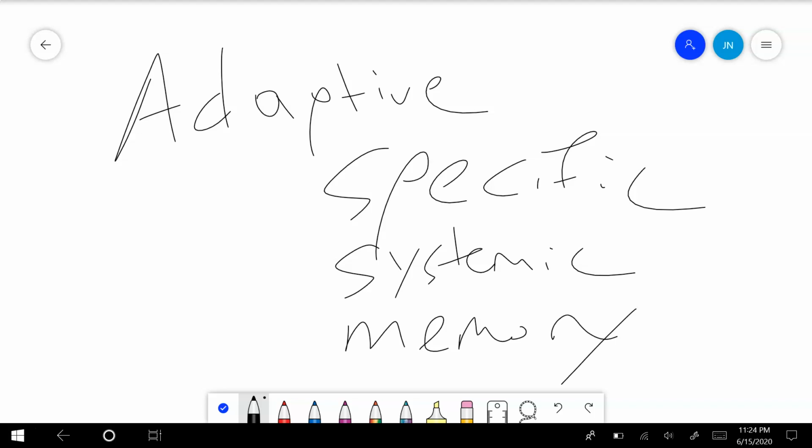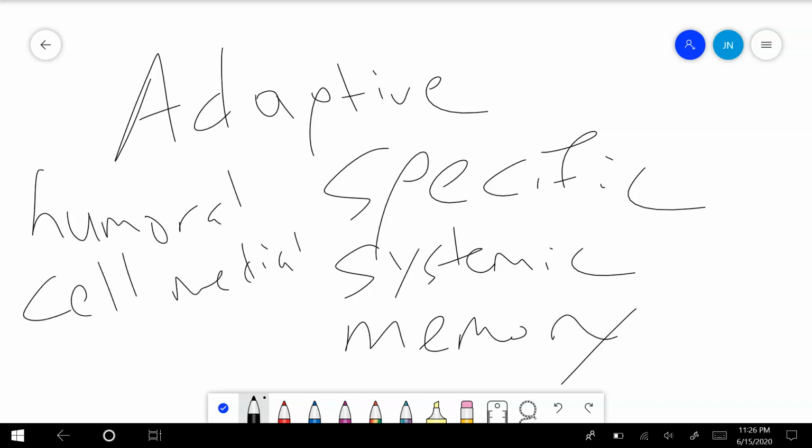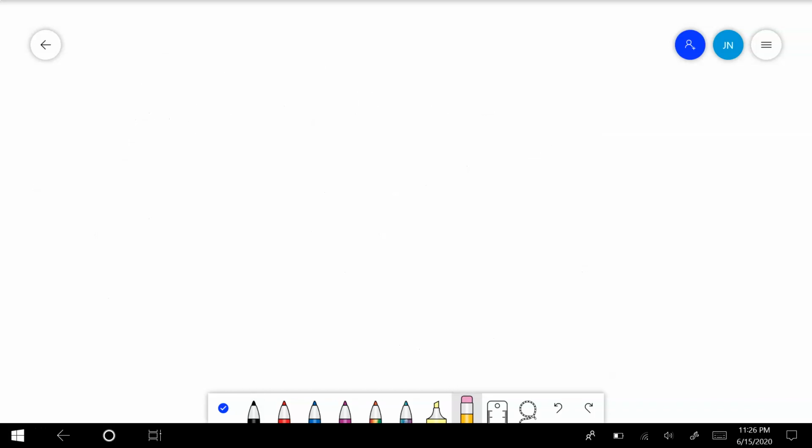Now, for our adaptive response, we have two parts. We have humoral and cell-mediated. All right, so let's go with those things. First of all, again, just to review, an antigen is something your immune system can stick to. It's a molecule that the immune system can bind to, something that can cause an immune response.